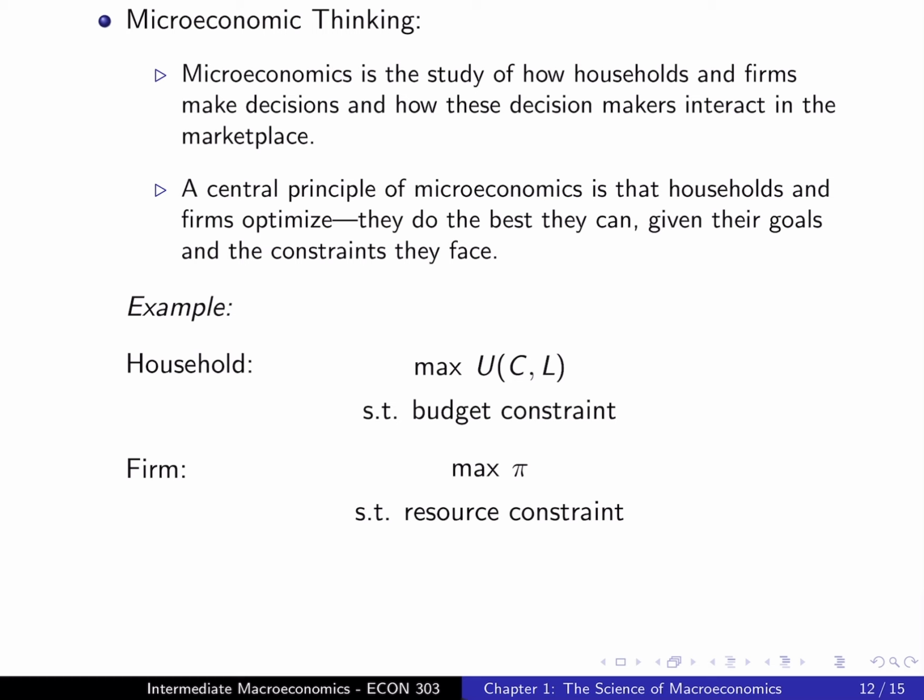For example, max π, where π is the firm's profit, and it is subject to constraints such as available labor, capital, and other inputs. In both cases, mathematical tools are used to represent how rational agents make decisions under constraints. This forms the analytical core of microeconomic theory.